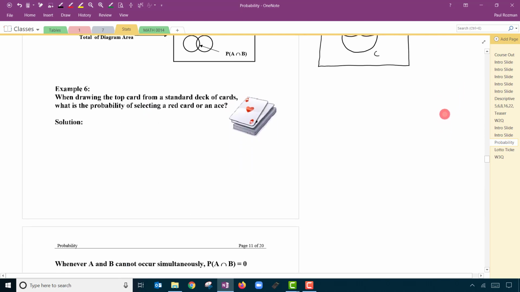Here's a little example. We're going to draw the top card from a deck. What's the probability that it is red or an ace? So we're only drawing one card.